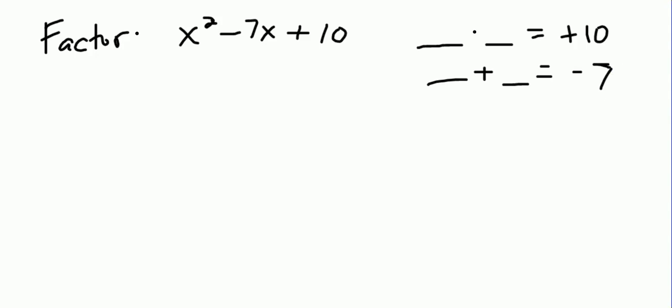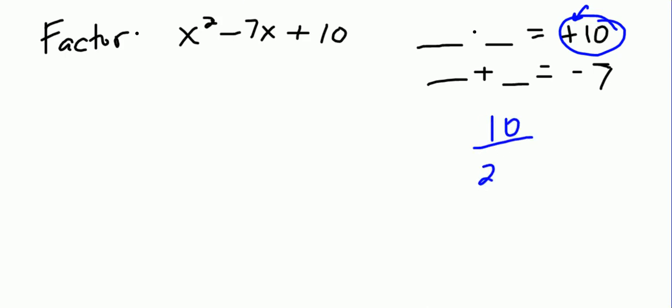Again, because this is a plus, if we're going to multiply to positive 10, that means we either have two positives or two negatives, which means we're going to have to add to 7. We start with the multiply. There's only a few ways you can multiply to 10.